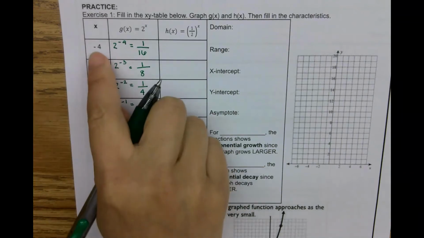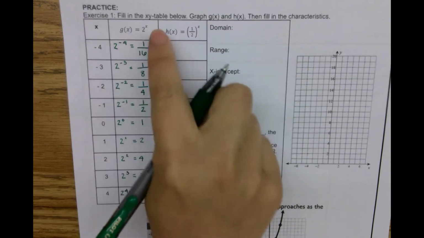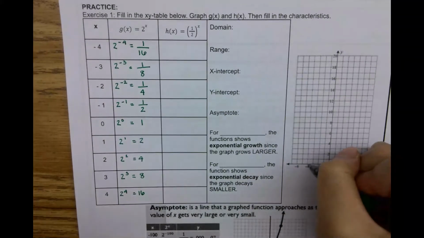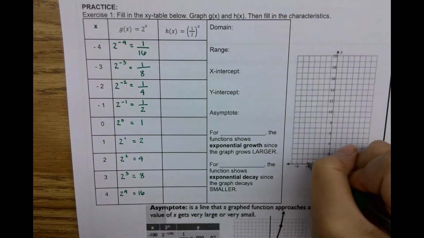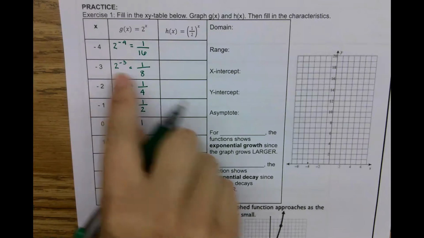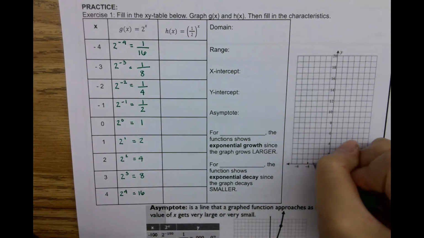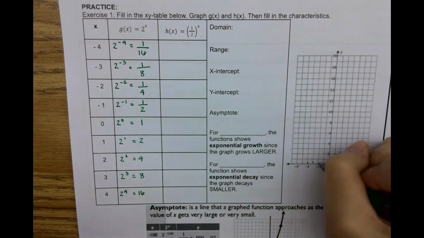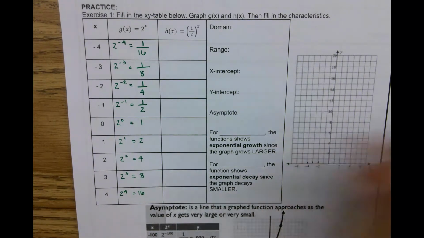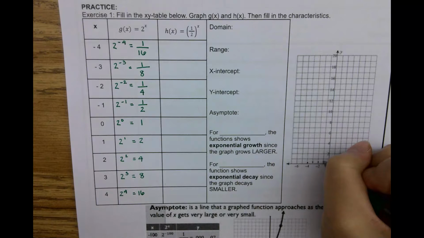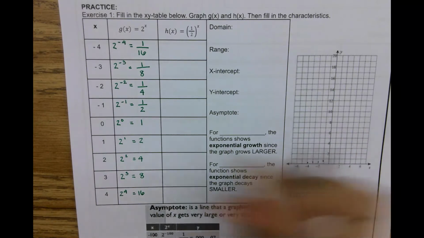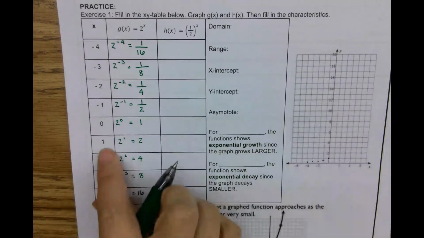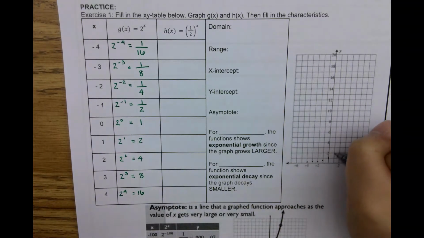Okay, so x, and then g of x again means y, so these are my y values. So negative 4, comma 1/16. Negative 3, 1/8. Negative 2, 1/4. Negative 1, 1/2. 0, comma 1.